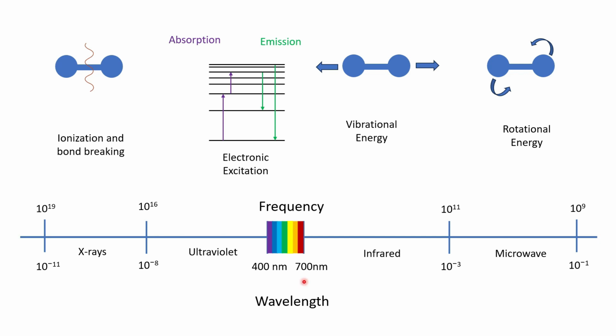So what do we want for our spectroscopy for Beer's law? We want to be in this ultraviolet and visible range.